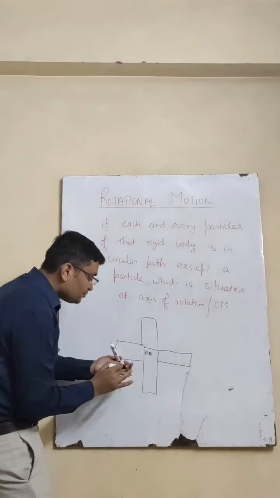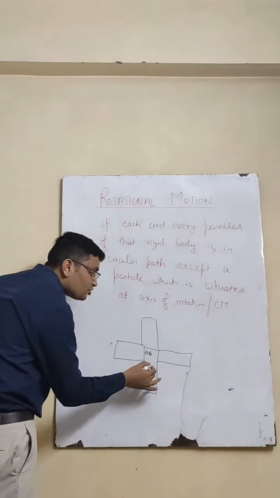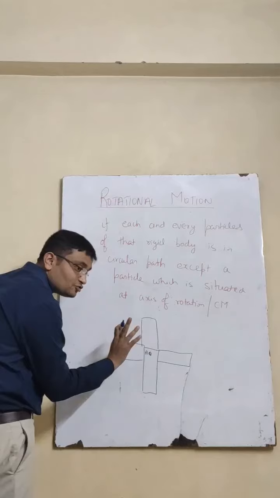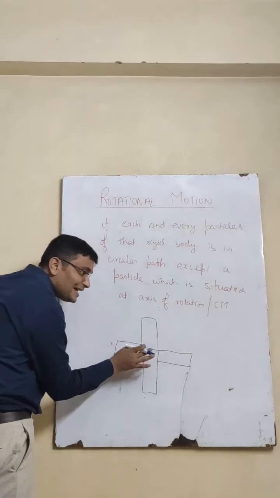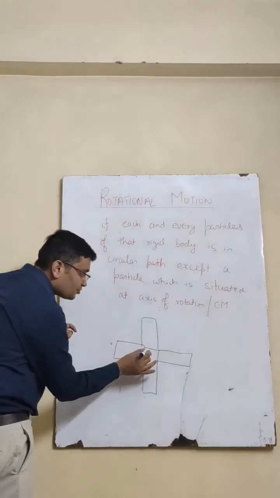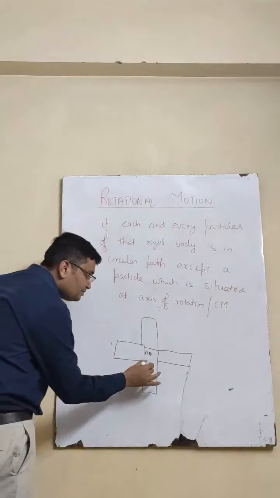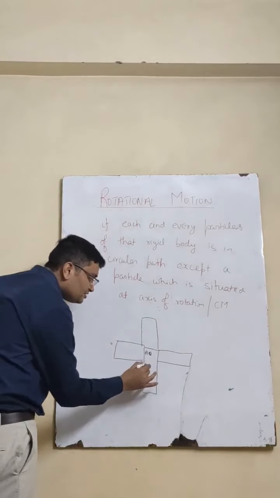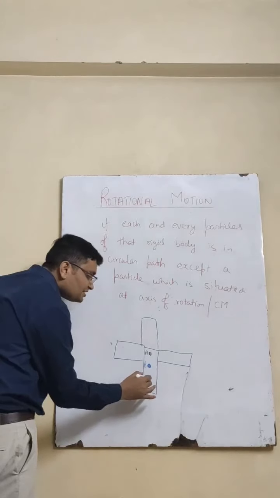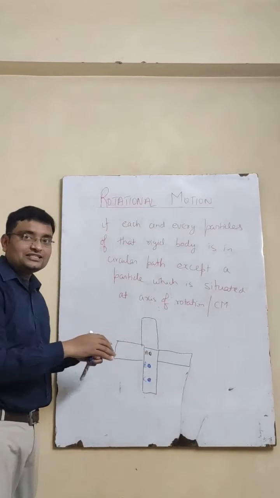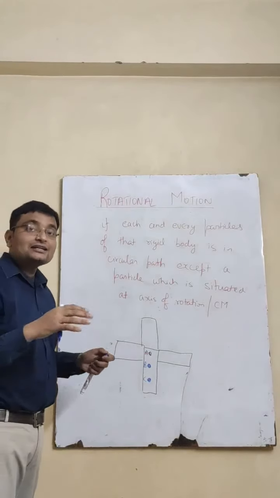Okay, let's suppose I have taken another particle, listen to me carefully. The particle A is present at the axis of rotation. This one is the axis of rotation. Now I have taken two particles, B, this blue one, and C, which are not present at the axis of rotation. These are other particles which are present in the body but not at the axis of rotation.